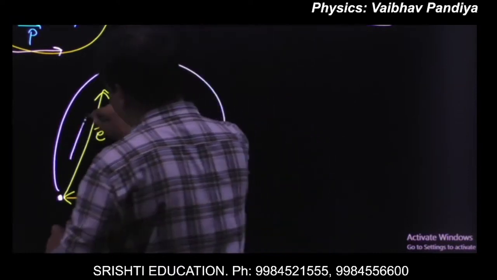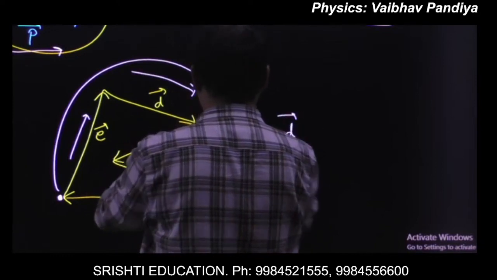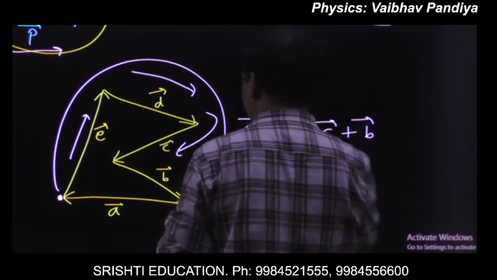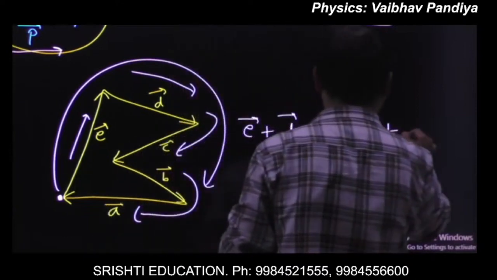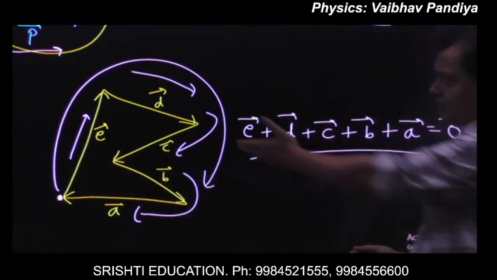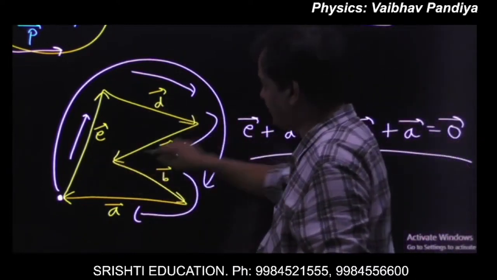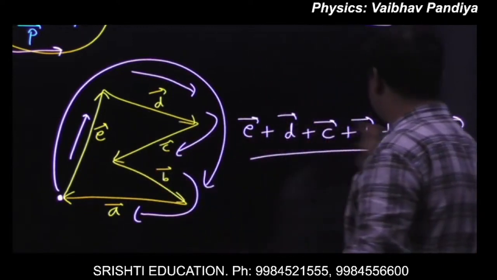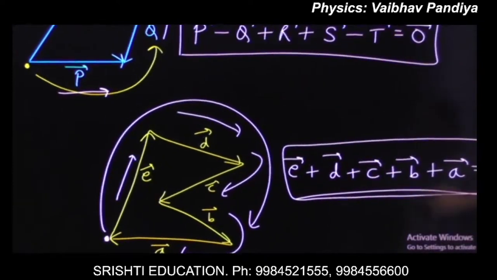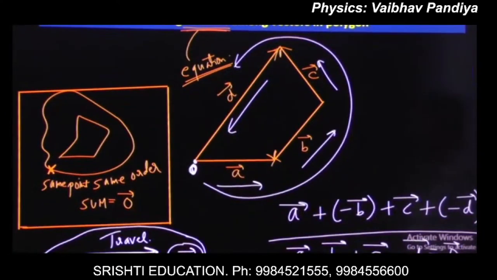So I'm traveling E in the direction of E, plus E. I'm traveling D in the direction of D, plus D. I'm traveling C in the direction of C, plus C. I'm traveling B in the direction of B, plus B. I'm traveling A in the direction of A, plus A, will be equal to, I came back to the same original point, sum will be 0. And you can see also, all the vectors are forming a polygon in the same order. Can you see? The vectors are forming a polygon in the same order, so their resultant must be 0, which is also coming by applying this relation equation. Okay? So this is how we can find the relation among different vectors represented by the sides of the polygon.